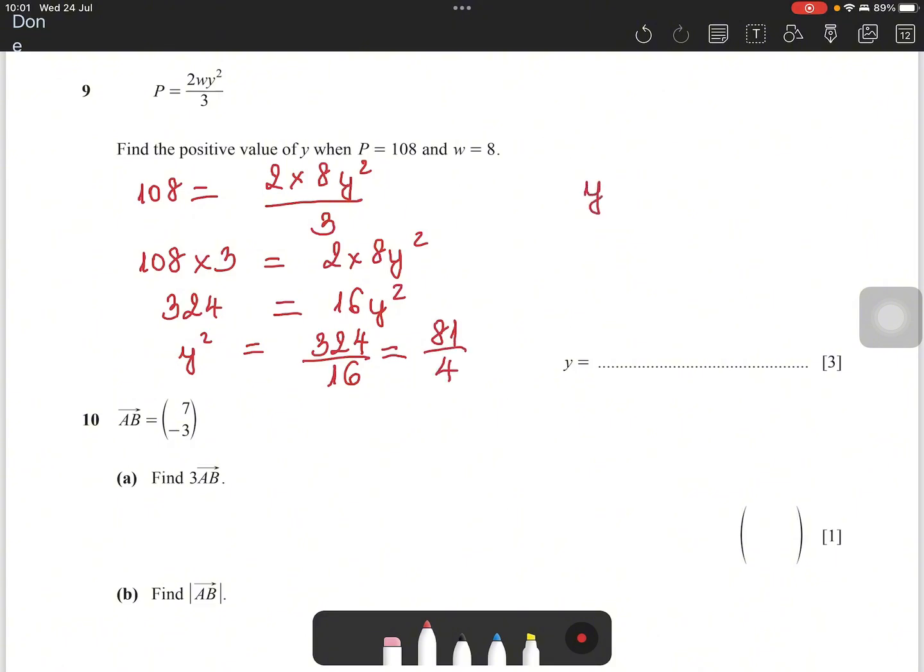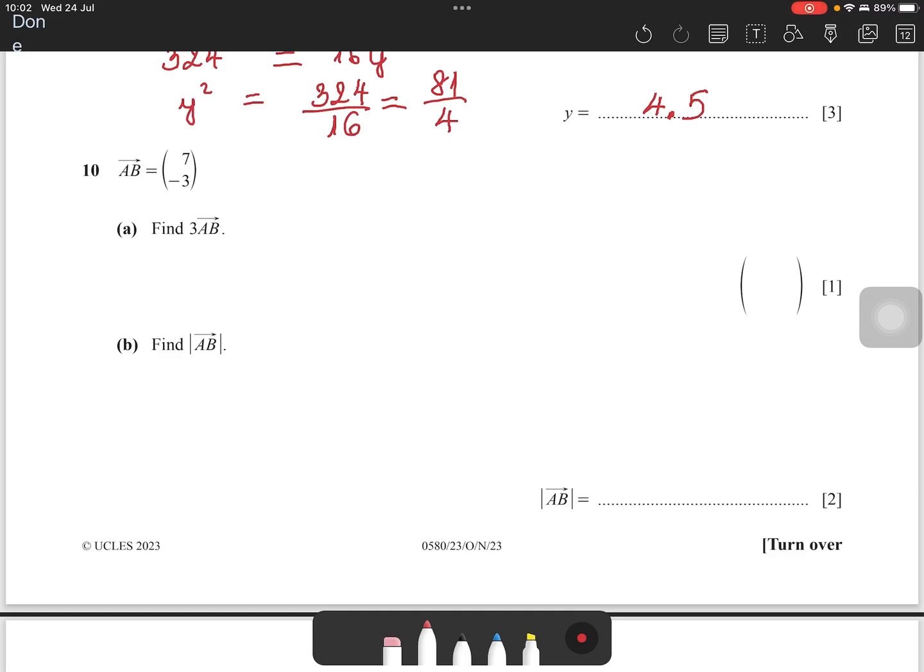And to get the value of y, we need to take the square root of both sides. And because we only want the positive value of y, this one is equal to 9 over 2. We only have one answer. 9 over 2 means 4.5. There's no negative answer for this question.